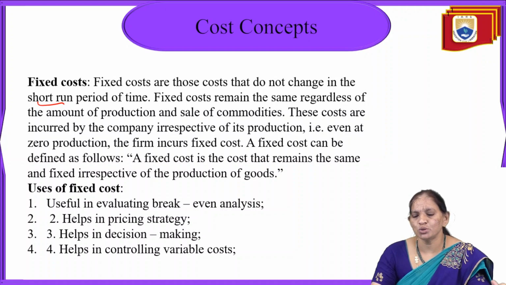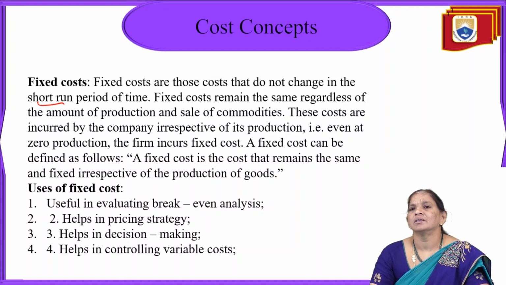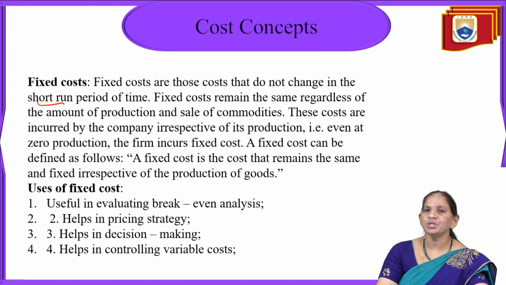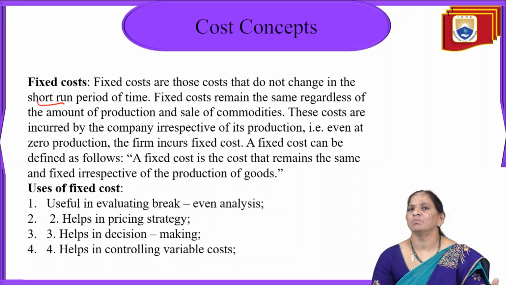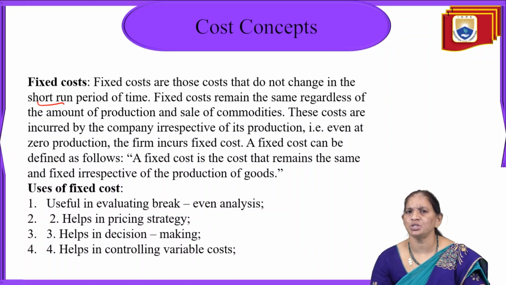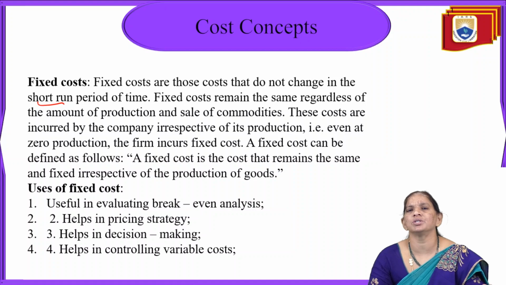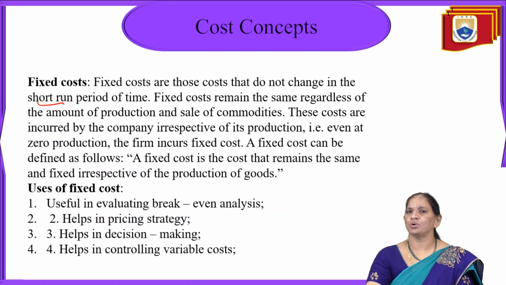Since it is not a direct cost, we can consider it an indirect cost for the production. So the fixed cost can be defined as the cost that remains the same and fixed, irrespective of the production of goods and services. Maybe for 10 goods, the cost will not change. Maybe for 5 goods, the cost will not change. For a certain period and a certain amount of production, the cost will be fixed. That is called fixed cost.